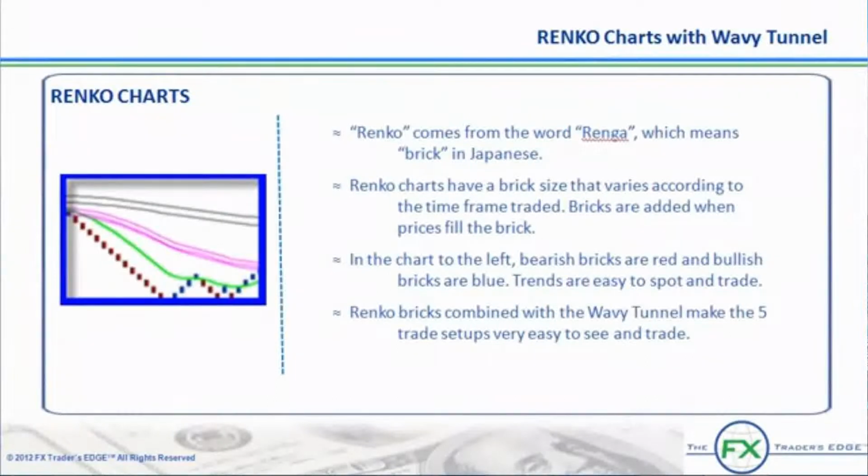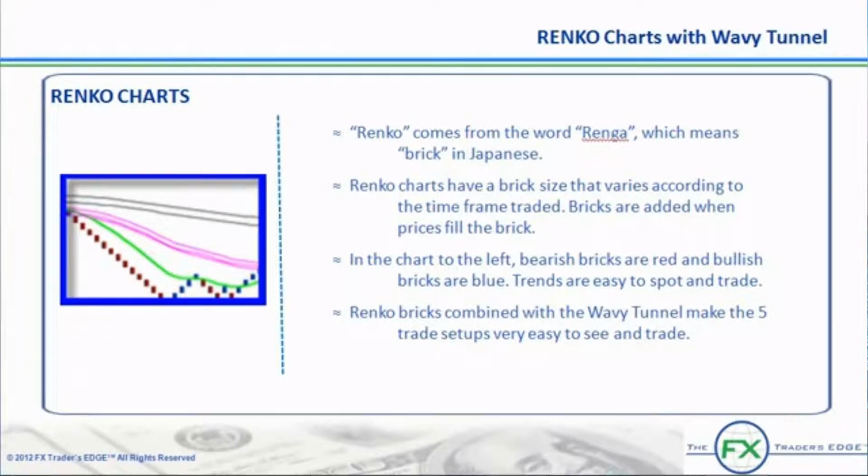Renko charts with wavy tunnel. Renko comes from the word renga, which means brick in Japanese. Renko charts have a brick size that varies according to the time frame traded. Bricks are added when prices fill the brick. For example, on a 10-pip brick for the Euro-USD, if price moves from 132.10 to 132.20, a brick is added. A brick is not added until it moves up a full 10 pips past the previous Renko bar.